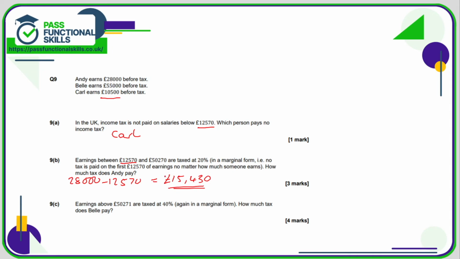So this is the figure that he's taxed on at 20%. So all we need to do is work out what 20% of this figure is. If we multiply that by 0.2, we'll work out that he pays £3,086 in tax. Now Belle is a bit more complicated because she falls into the higher tax bracket. So for the first 12,570, same as Andy, 0% tax.